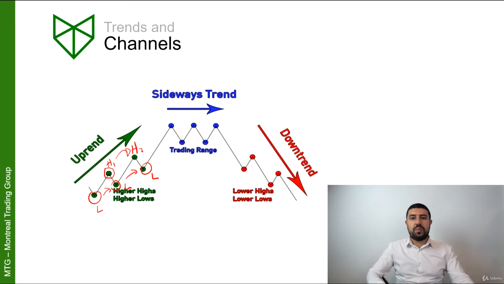A downtrend is when prices are going down, and downtrends are characterized by lower highs. So every time the price goes up, the high is lower than the previous high, and lower lows as well. Then we have side trends. So side trends is basically when the price is just going in a sideway fashion.